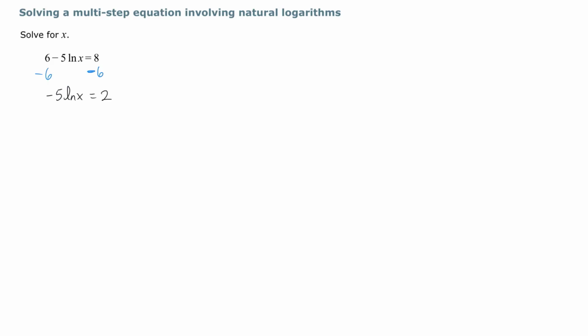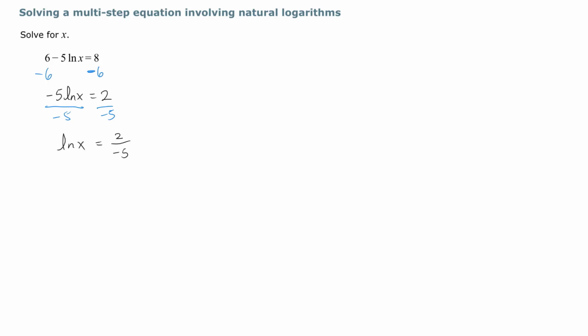Once again, we would like to get the function by itself. So let's divide both sides by -5 because -5 is not 0. Once again, we do have the function by itself. And in fact, that function is equal to 2 over -5. By definition of log, we know what x has to be.